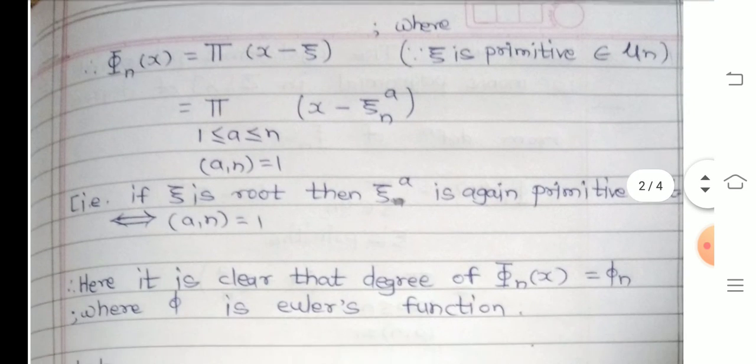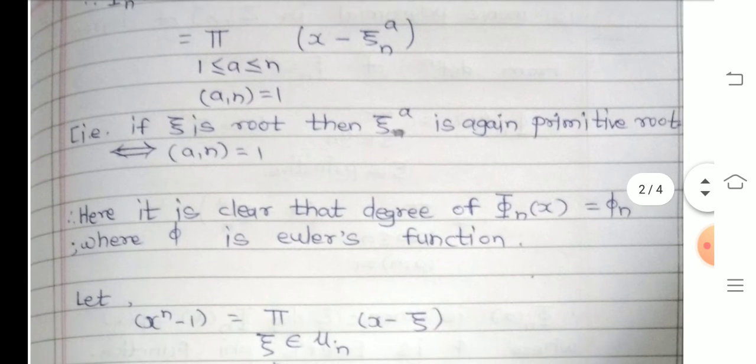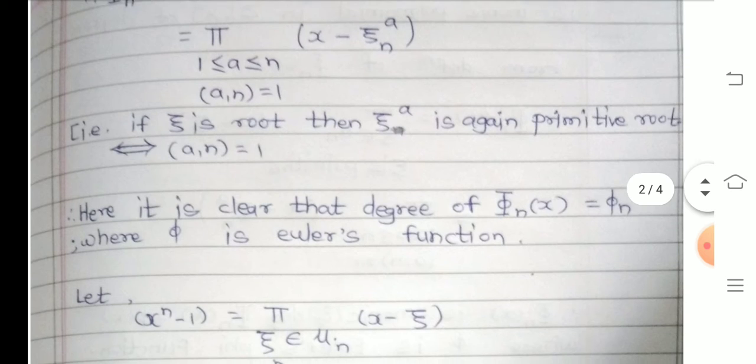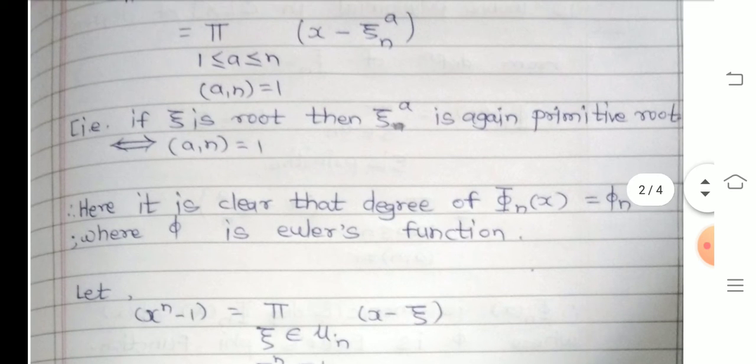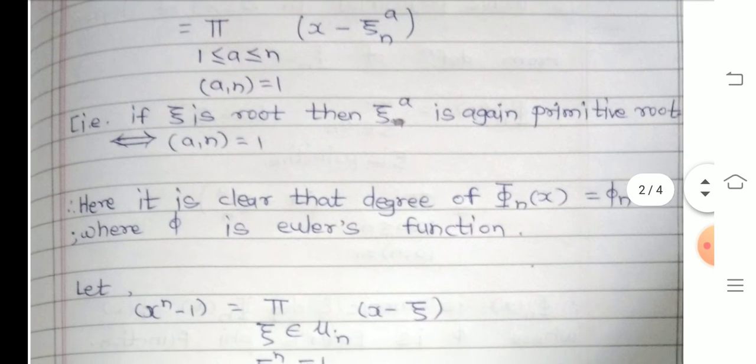Here it is clear that the degree of phi_n(x) equals phi(n), where phi is Euler's function. We know how many numbers are relatively prime to n and less than or equal to n. There are only phi(n) such numbers, therefore there are phi(n) linear factors, and the product of these factors gives the degree of phi_n(x), where phi is Euler's function.